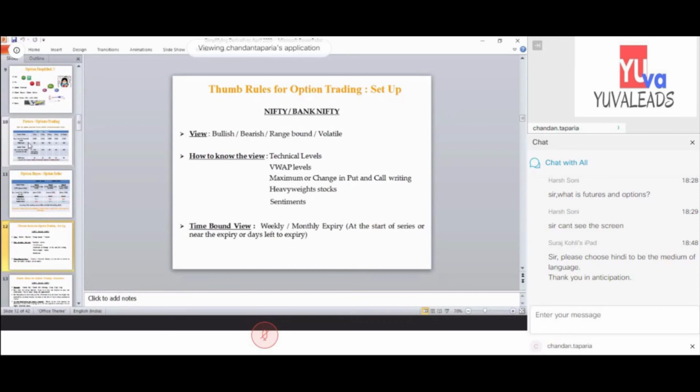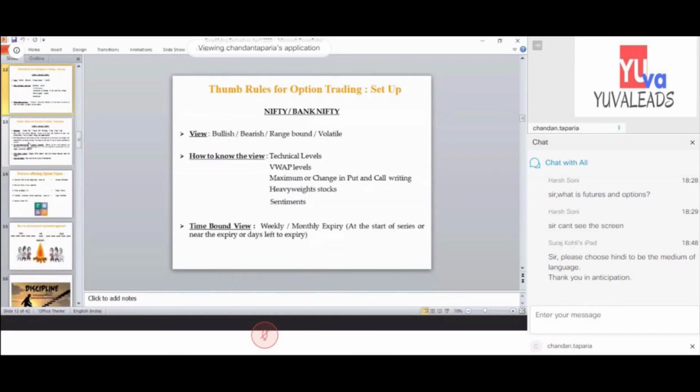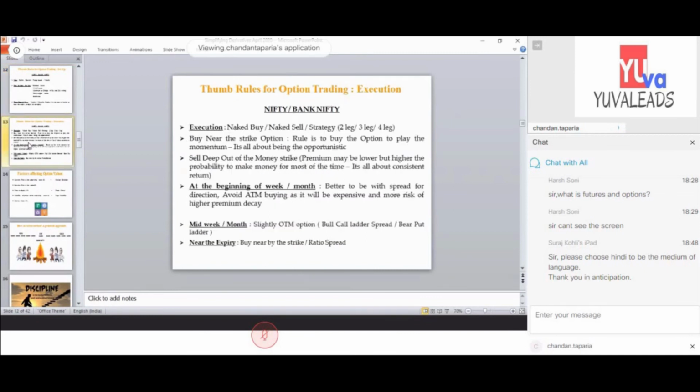Now the thumb rule of the executions. What is the requirement? First, the setup is the requirement, and then how to execute the setup. Which call should I buy, which futures should I buy, should I buy now? Let's say the market is at 9,000. Should I buy the 9,000 call or 9,050 call or 9,100 call? Or let's say I have a positive view, should I sell the 8,500 put? So all these scenario analyses we can do based on our expertise.